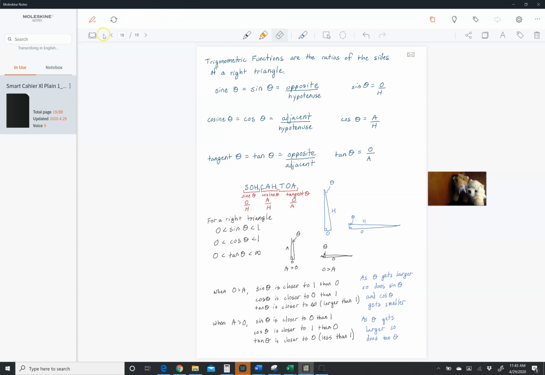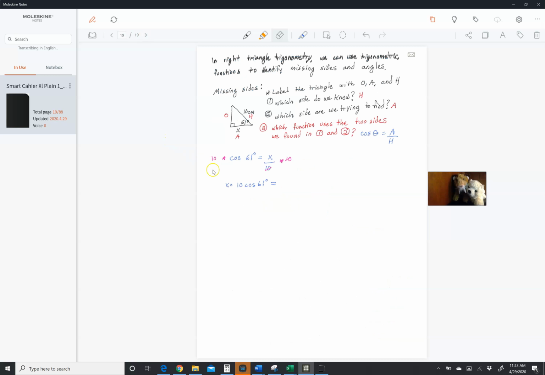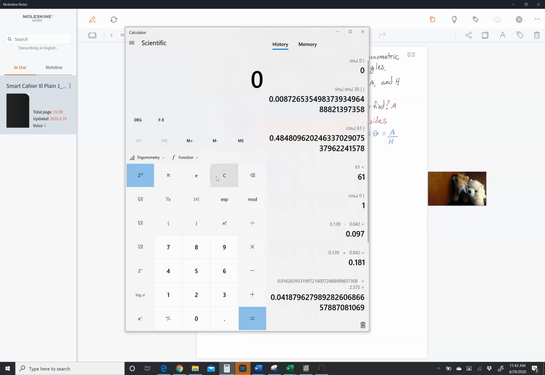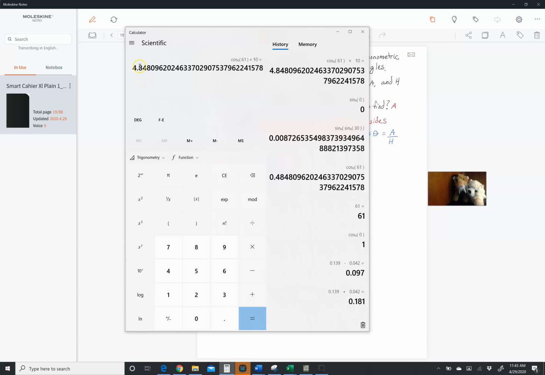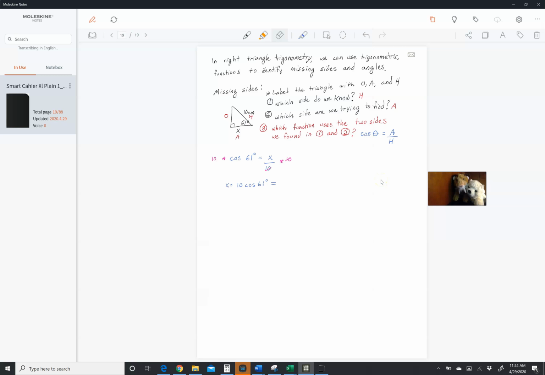Okay, so let's go back and let's calculate this. Let's calculate what x is. So let's go back to our calculator. We're going to do the cosine of 61. So I type in 61 and then cosine. And I'm going to multiply by 10. And I get 4.85. Remember, I would round to the nearest hundredth, always make a habit of that. The number after the 4 is an 8, so that tells us it goes up to 5. So our answer here is 4.85.